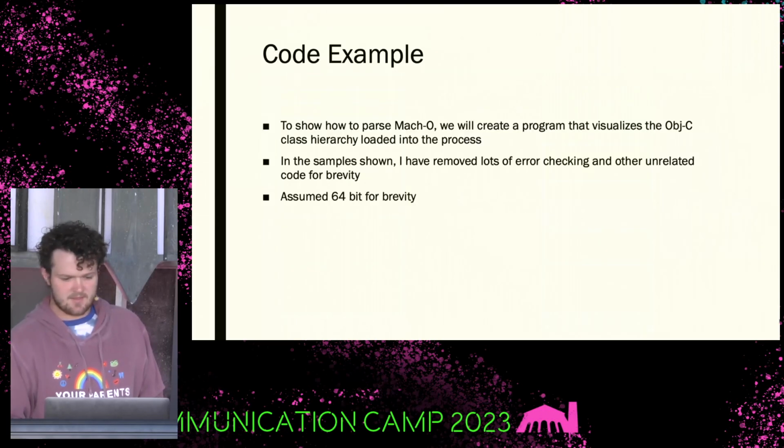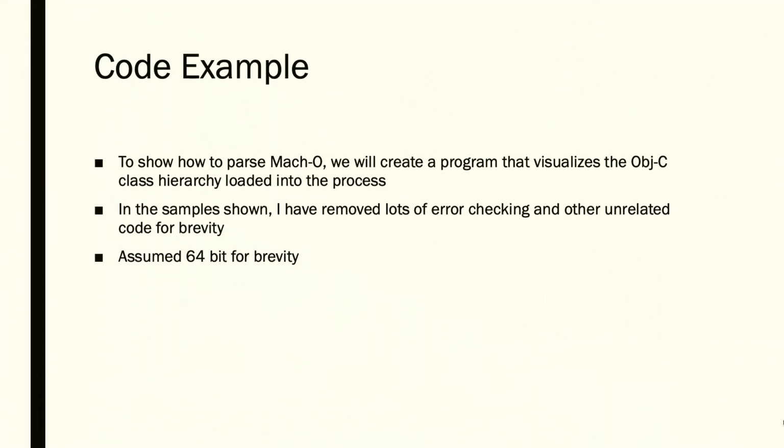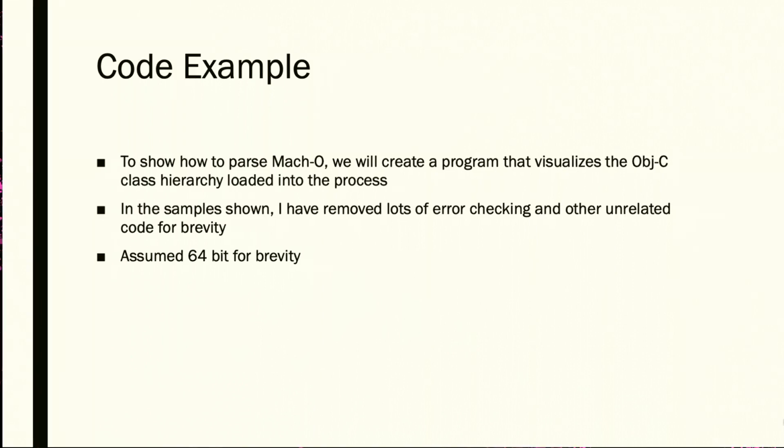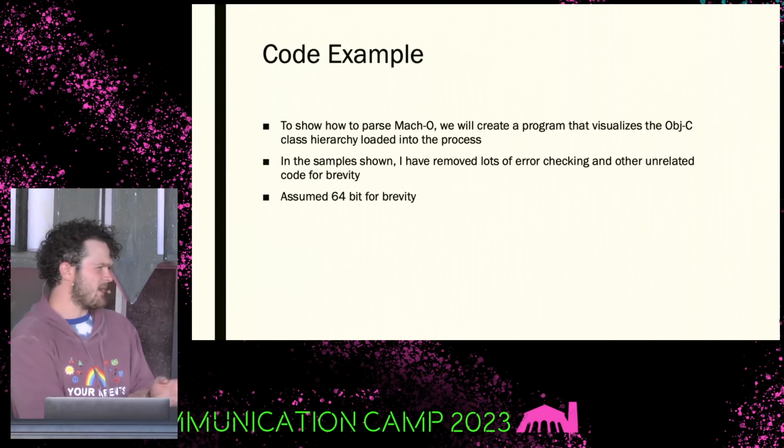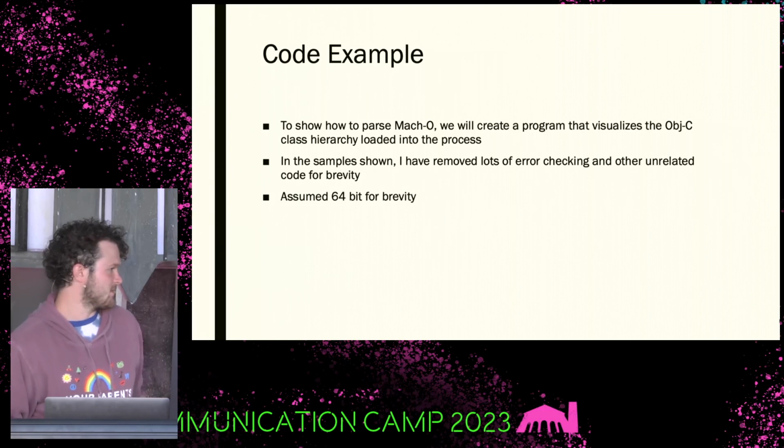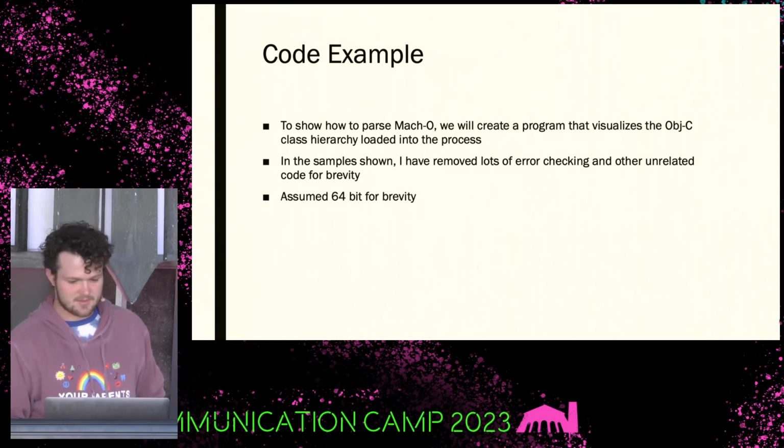So to give this a little more concrete example, I wrote up a little program that will extract the Obj-C class hierarchy from any process, any memory, any module loaded into process space, and we'll just run through that so you can see what it looks like. We're assuming 64-bit because I don't think Apple has supported 32-bit since like 2017, 2018, and also I removed some error checking so that it's not too verbose.